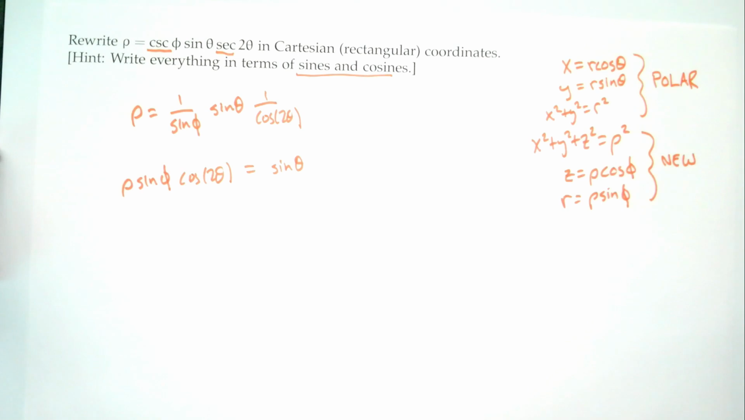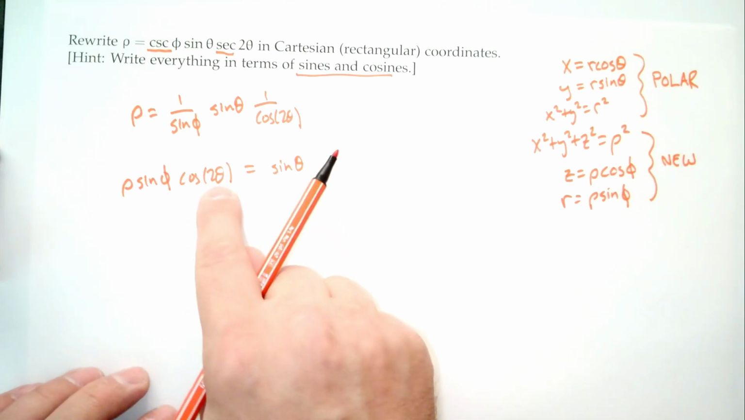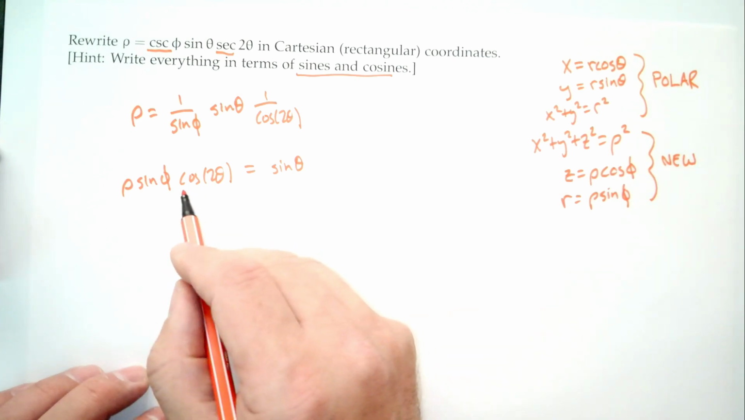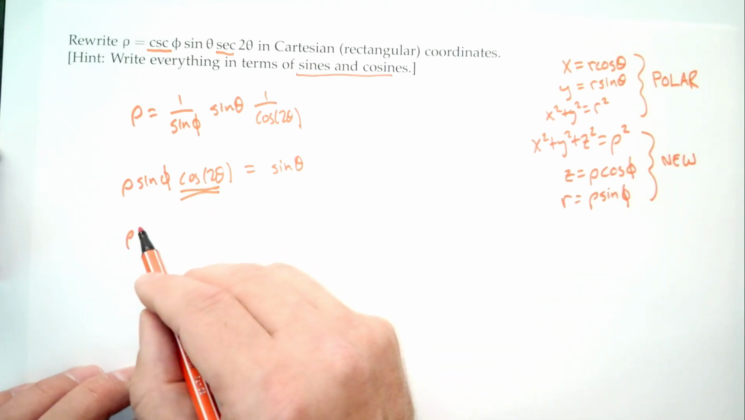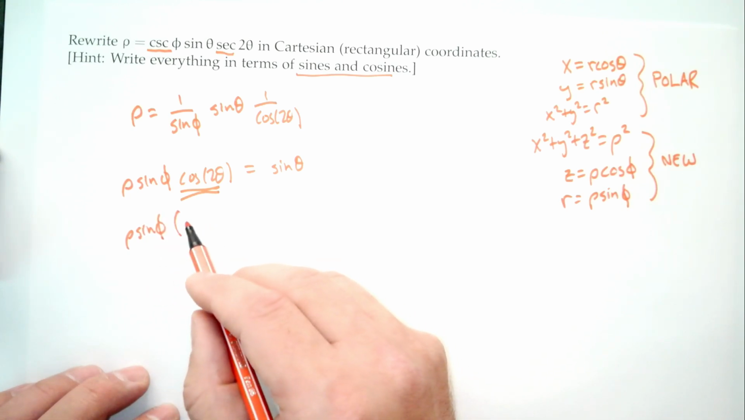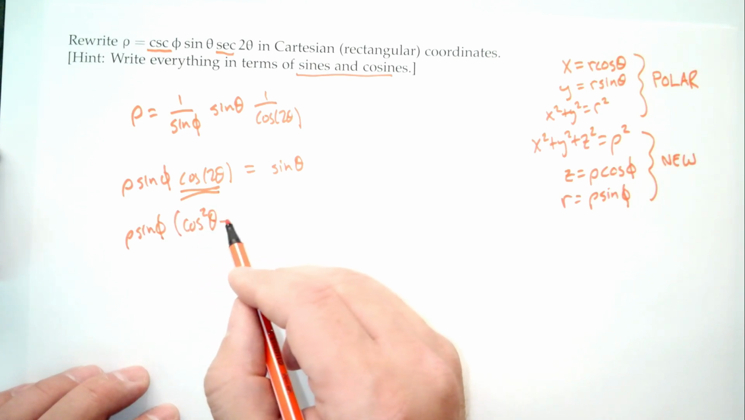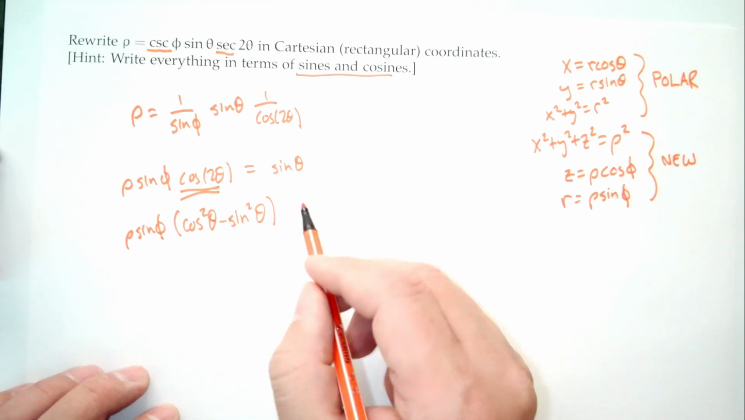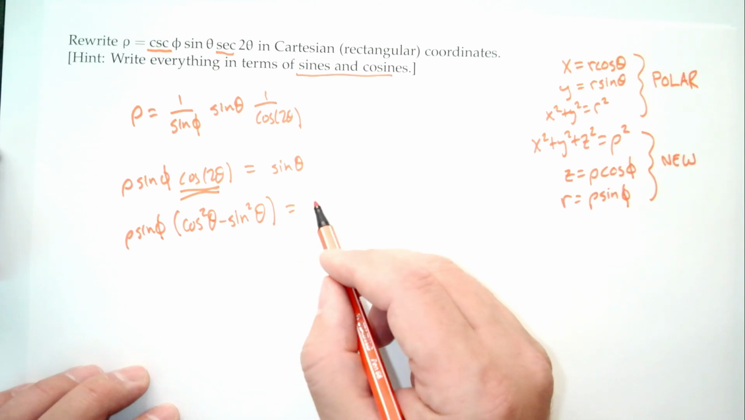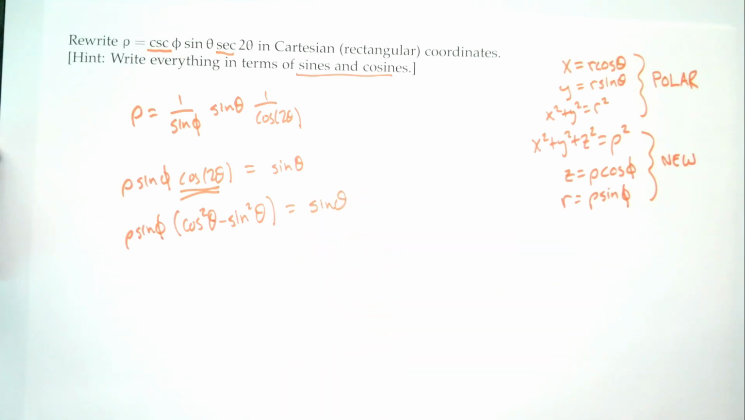All right. Well, interesting choices we have here. Now, we start to think to ourselves, well, what can we do? The 2 theta is a bother. None of these formulas have 2's on the inside of the angles. So we have to do something about the cosine 2 theta. What can we do with that? It's a double angle, cosine squared minus sine squared. All right, so you have rho sine phi times cosine squared theta minus sine squared theta equals sine theta. Okay, all right, we're getting closer.